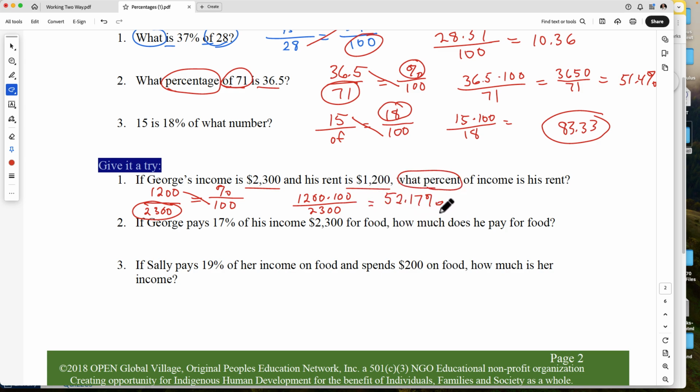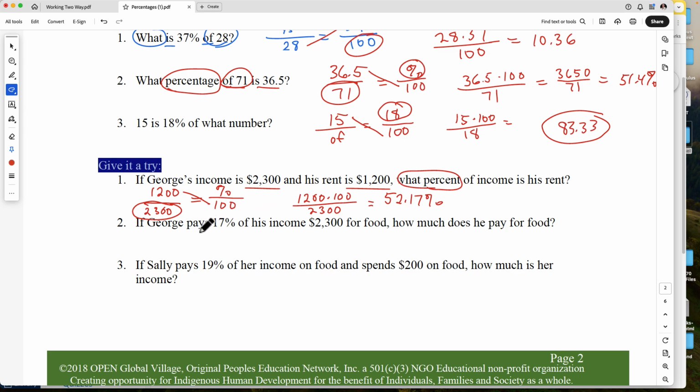52.17%, because that's what we were looking for. And yeah, it's about a little bit more than half. If you cut 2,300 in half, that's 1,150. This is a little bit more. So we got this feeling, yeah, it's a little bit bigger than 50%. Makes sense. I feel good. But the mechanics of calculating: set it up, cross multiply, divide.